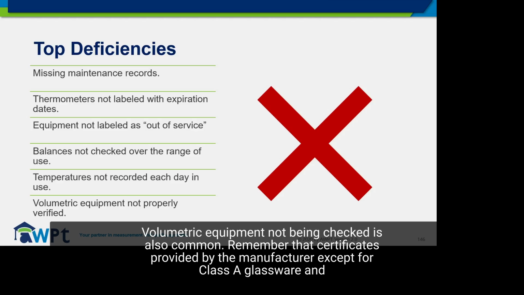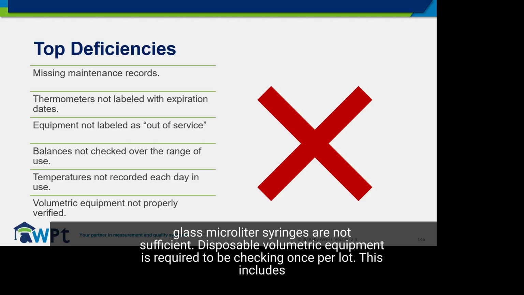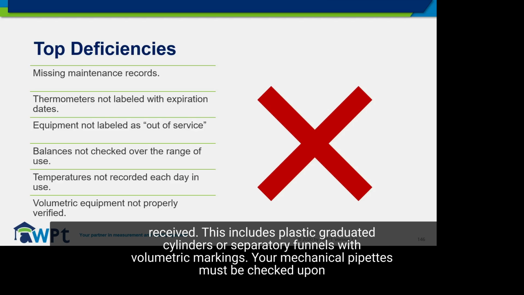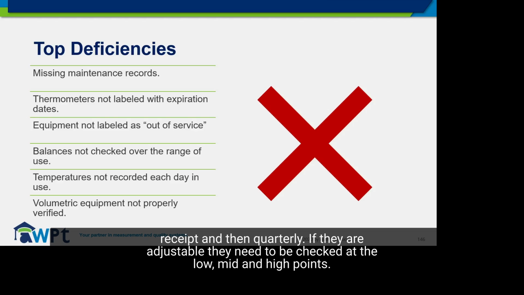Volumetric equipment not being checked is also common. Remember that certificates provided by the manufacturer, except for Class A glassware and glass microliter syringes, are not sufficient. Disposable volumetric equipment is required to be checked once per lot. This includes metals digestion tubes, sample bottles with volumetric markings, and disposable pipettes. Other volumetric equipment must be verified when it is received. This includes plastic graduated cylinders or separatory funnels with volumetric markings. Your mechanical pipettes must be checked upon receipt and then quarterly. If they are adjustable, they need to be checked at the low, mid, and high points.